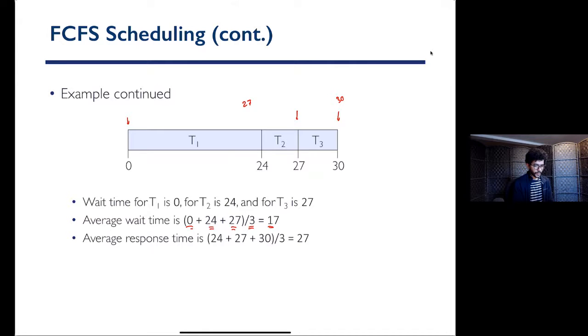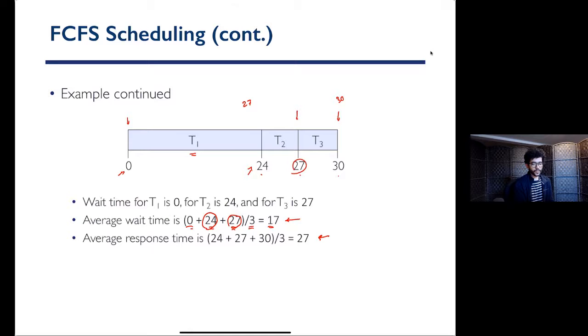Now, excuse me, this is average wait time. So T1 did not wait. It came at 0, it started running immediately. T2 came at 0, it started running at time 24, so it waited for 24 units, and T3 waited for 27 units. So this is average wait time, and average response time is basically 24 plus 27 plus 30 divided by 3.